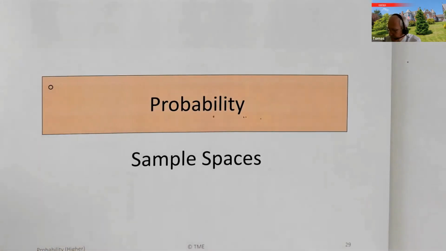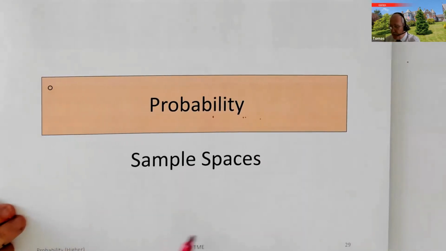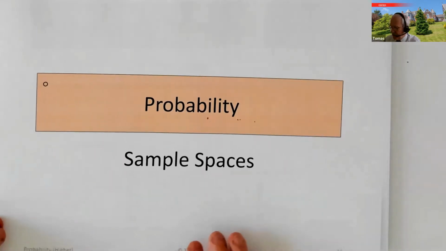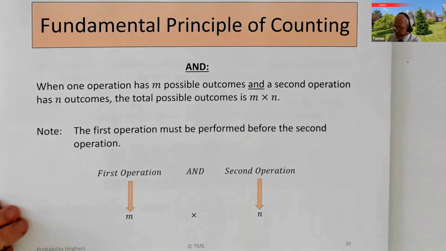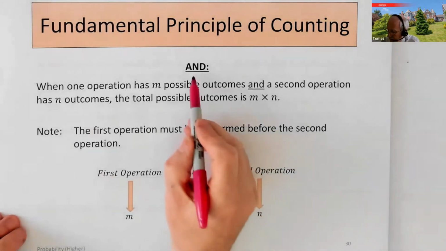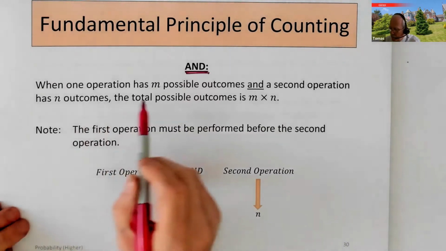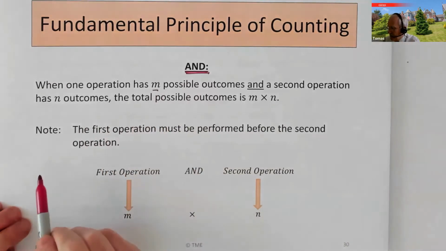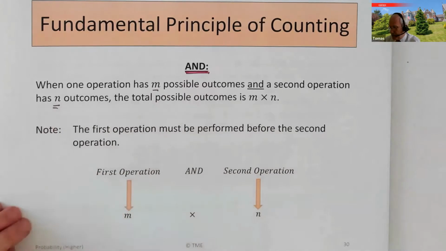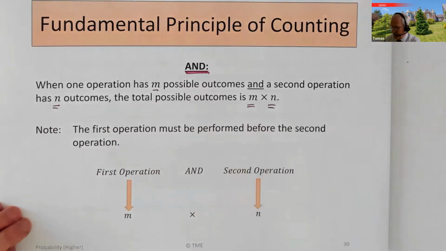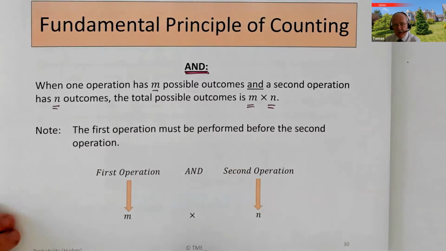Okay. What else can they ask? Well, in this section they talk about probability and they talk about sample spaces. Sometimes they draw these as tree diagrams as well. So let's look at the probability and sample spaces. Let's use the word and. When one operation has m possible outcomes and a second one has n possible outcomes, the total possible outcomes is m times n. And we'll show that in a moment.